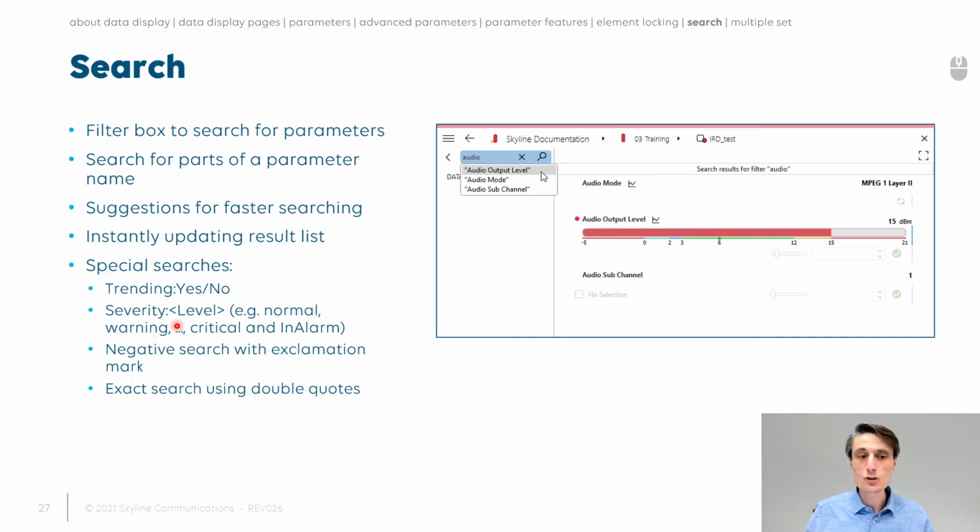The possibility to search and only show all the parameters that have trending activated, the performance data activated, for a certain severity. Or you can also go for a negative search, and you can use double quotes for exact searches, because normally a space is like an or, but if you use exact searches with the double quotes, the spaces are taken as one word, you could say.